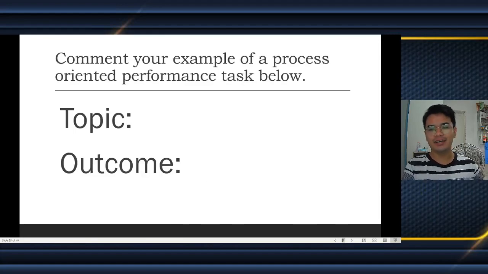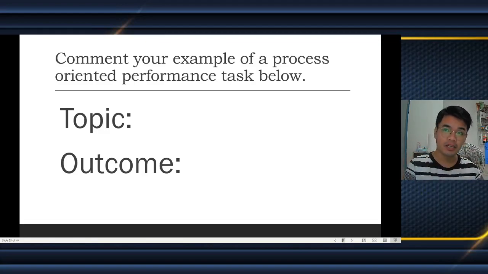Okay, so, as your check your knowledge activity for this particular topic, you comment your example of a process-oriented performance task down below. Okay, so what's the topic? You have to choose a topic in your field of specialization. It could be among music, arts, PE, and health. You have to be very specific on that particular topic. And then what is the outcome? Okay, just the outcome. So topic, and then the outcome.